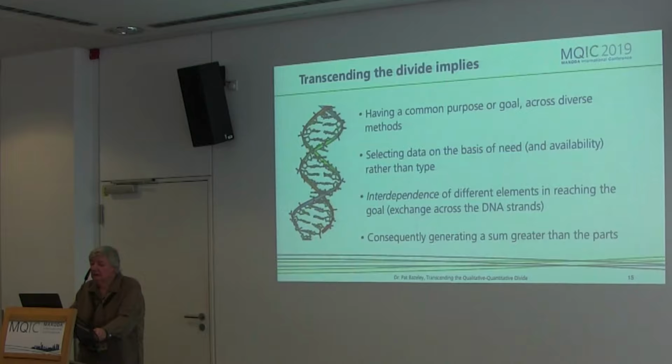And the reason for the DNA picture there, in case you wondered what that squiggle was, is to pick up on the exchange. The DNA is, of course, two strands. I believe they're called the sense and anti-sense strand in some circles. And there is exchange across the strands, exchange of protein across the strands. What you generate is a sum greater than the parts, hopefully.